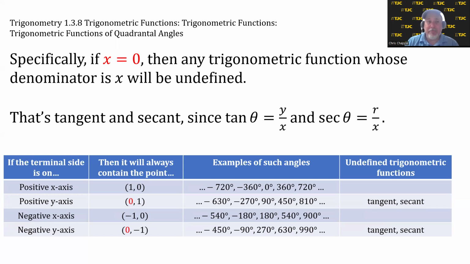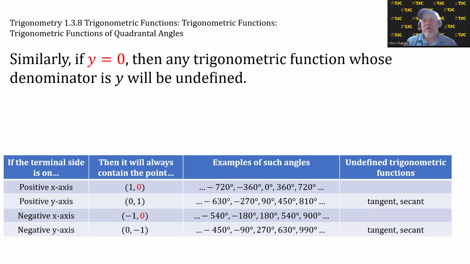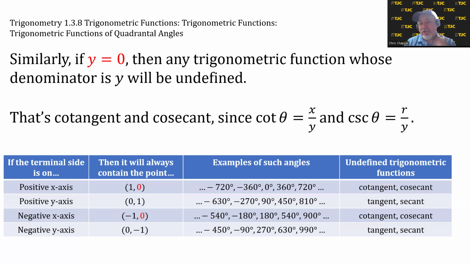And similarly, if y equals 0, then any trigonometric function whose denominator is y will be undefined. This occurs when your terminal side is on the x-axis. And which trig functions have y in the denominator? Cotangent and cosecant. Cotangent is x over y. Cosecant is r over y.